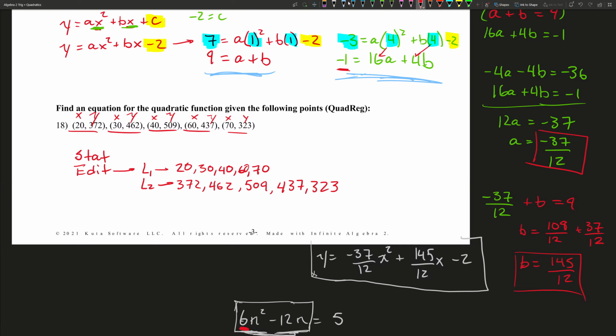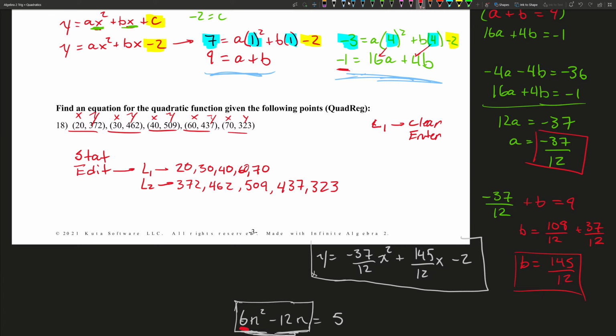And once we have all of those in list 1 and list 2, you can just get out of there. So second quit. So you delete old numbers. If you're in stat and edit and you're in the list section, if you just scroll up to where it says L1 or L2 and hit clear and then hit enter, it'll get rid of all the numbers.